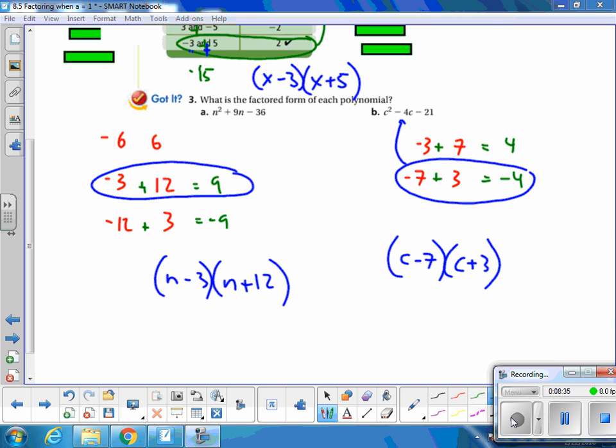All right, when I look at my different factors here, I can see that negative 3 times 12 is going to get me to my negative 36. Negative 3 plus 12 is going to get me to my 9, which is what I'm also looking for.